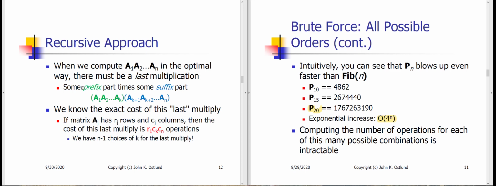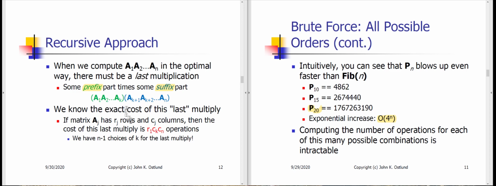Therefore, we can think about splitting up the multiplication of the sequence of matrices A1 through AN into multiplying the product of some prefix part times some suffix part. And in order to minimize the cost of doing this matrix multiplication, we know ultimately that we're going to have to do some last multiplication.